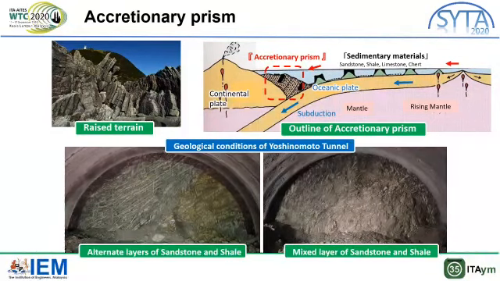These photos are geological conditions observed at the face of the Yoshinomoto Tunnel. The left side photo shows alternate layers of sandstone and shale. You can see the inclined sedimentary structure. The right side photo shows the layer crushed and mixed by the excessive pressing force.